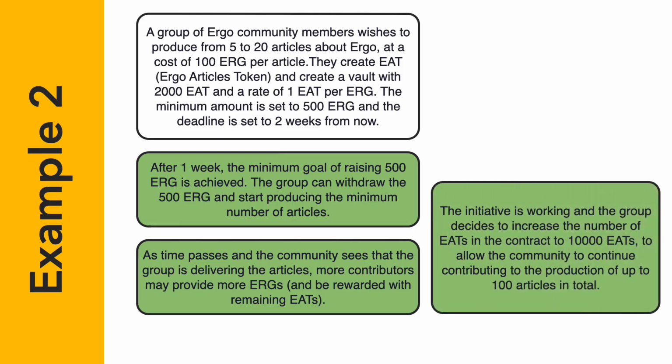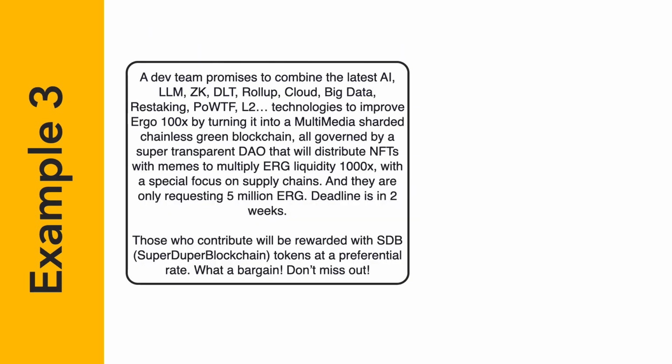Now, if this initiative happens to be working really well, the group may decide to increase the number of EATs in the contract to 10,000 and to allow the community to continue contributing to the production of up to 100 articles in total now.